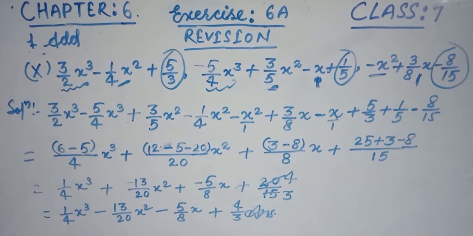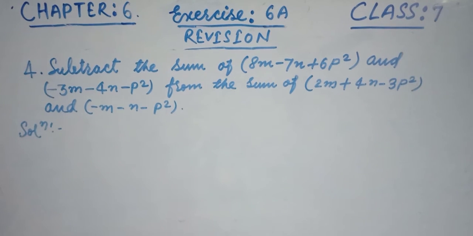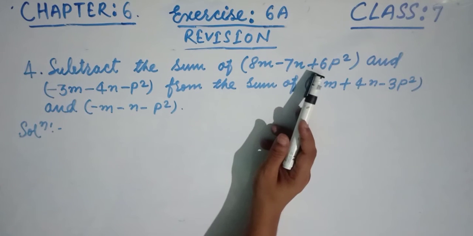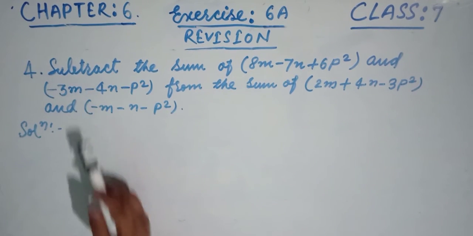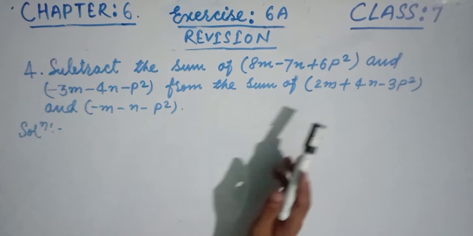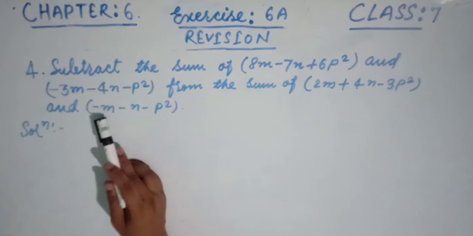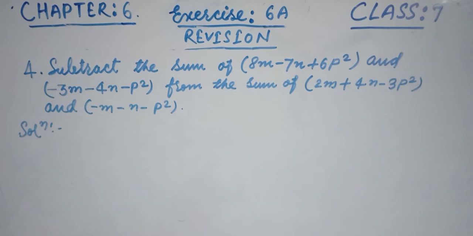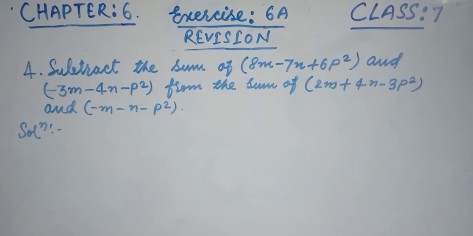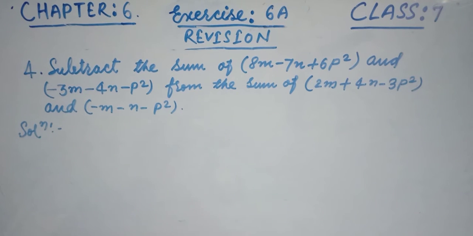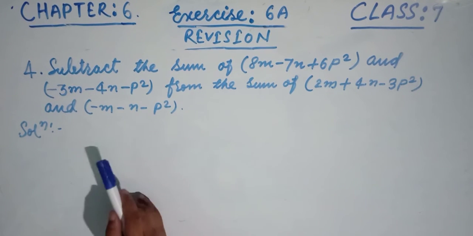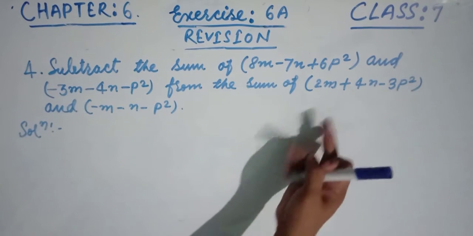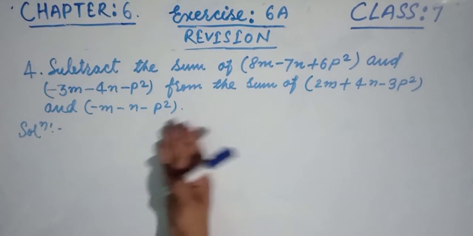Okay, then calculate. Now see friends, question number 4 says subtract the sum of 8m minus 7n plus 6p square and minus 3m minus 4n minus p square from the sum of 2m plus 4n minus 3p square and minus m minus n minus p square. Now see, subtract, friends. And remember friends that we have already discussed in the previous video lecture that where there is a term after from and we have to subtract, then bring the first term which is written after from. So here the two terms are written after from. So bring these two terms first.